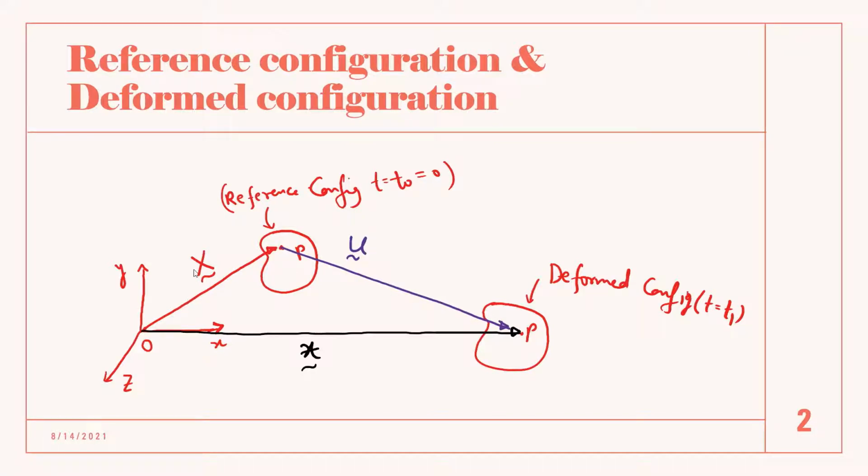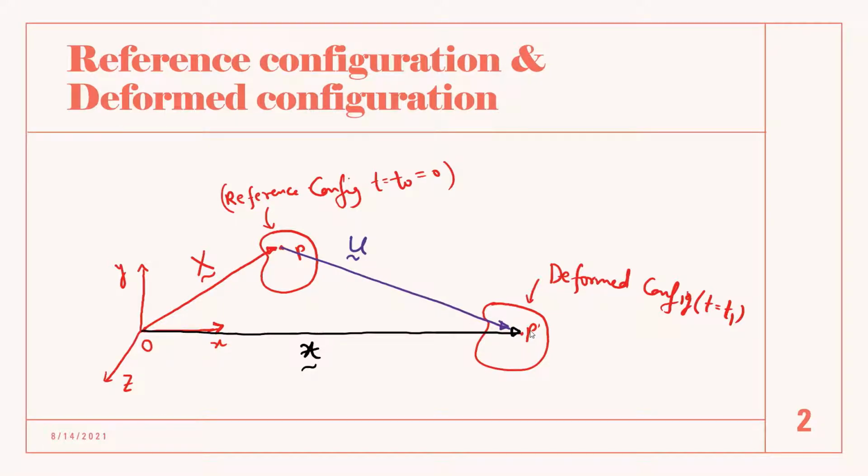We know that this is the capital X vector, and this capital X vector is with respect to this origin, meaning the reference axis. We are joining the origin with that point, and the coordinates of the point may be x, y and z. Similarly, this is the small x vector which is joined from the origin to this point P in the deformed configuration, and we can mark it as P prime.